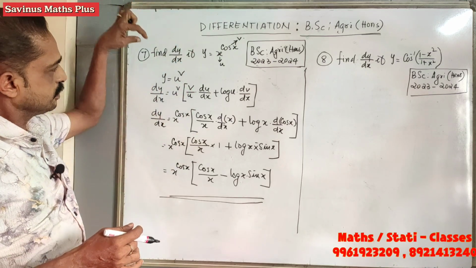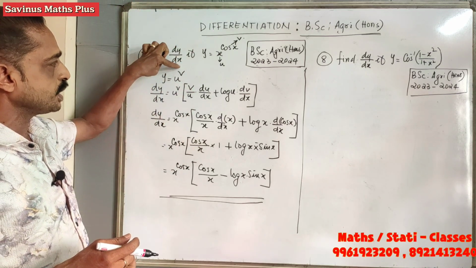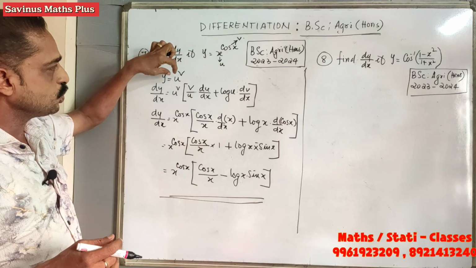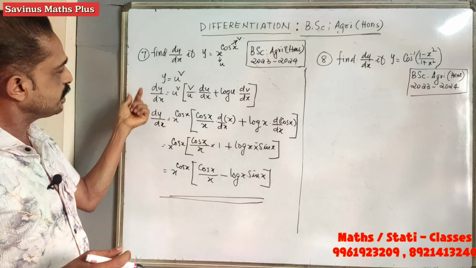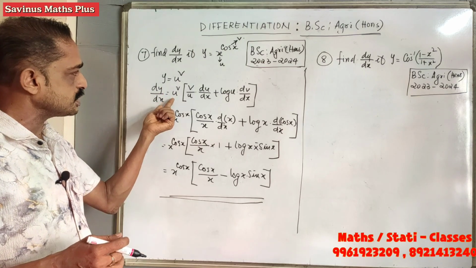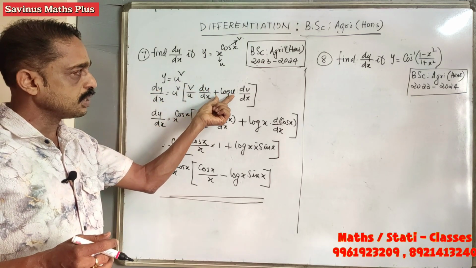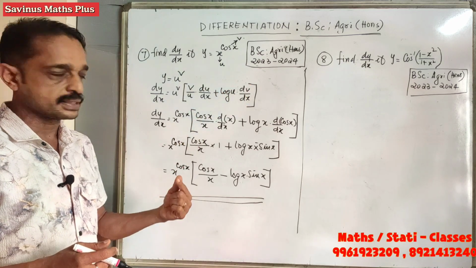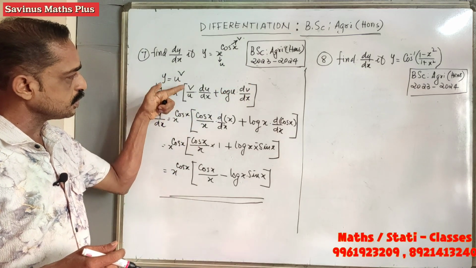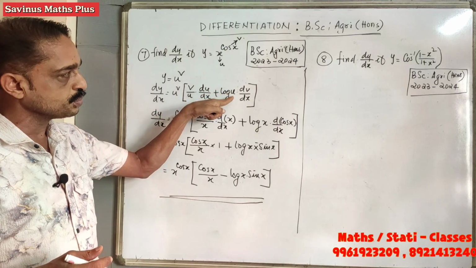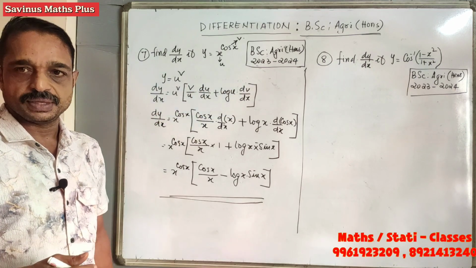So now we have seen one more rule. If y is equal to u raised to v, that means one function raised to another function, where u and v are two functions of x, then what will be dy by dx? dy by dx is u raised to v into v by u into du by dx plus log u into dv by dx. That is u raised to v into v by u into d by dx of u plus log of u into d by dx of v.